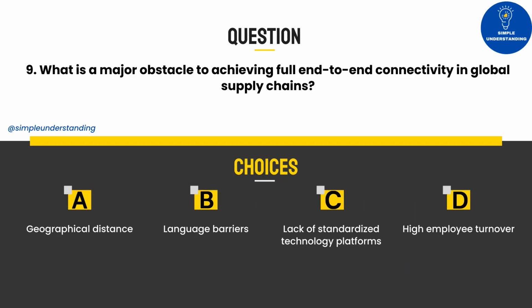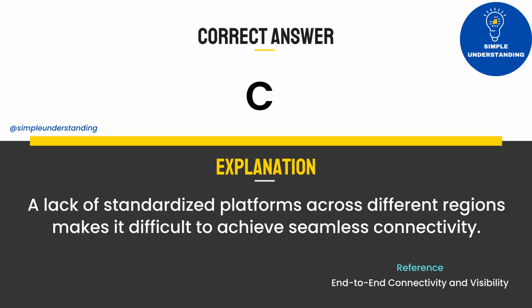9. What is a major obstacle to achieving full end-to-end connectivity in global supply chains? A. Geographical distance. B. Language barriers. C. Lack of standardized technology platforms. D. High employee turnover. Correct answer: C. Explanation: A lack of standardized platforms across different regions makes it difficult to achieve seamless connectivity.